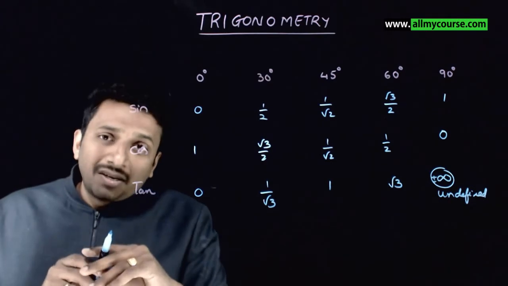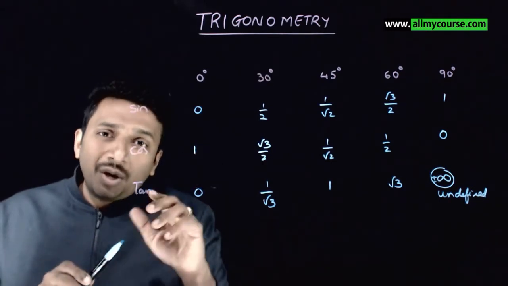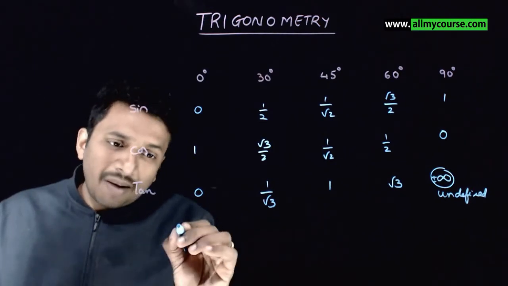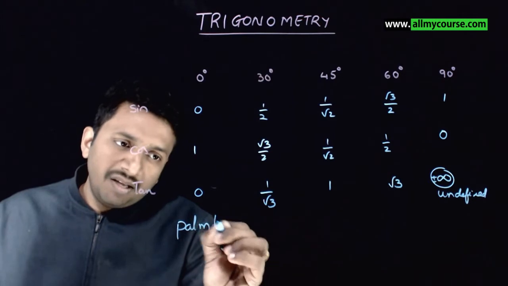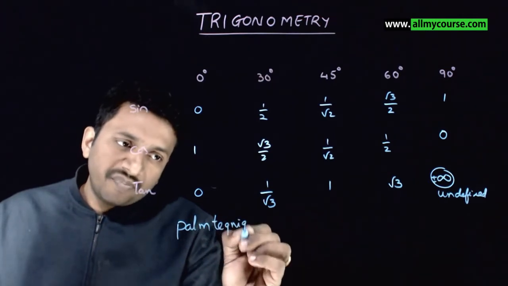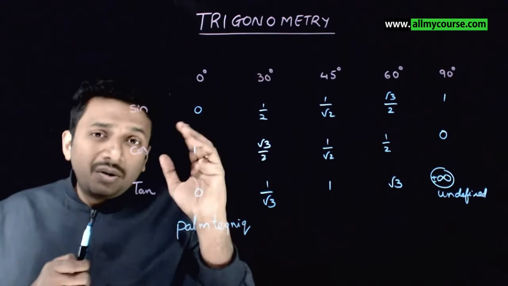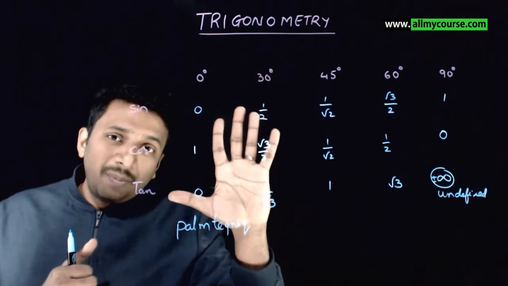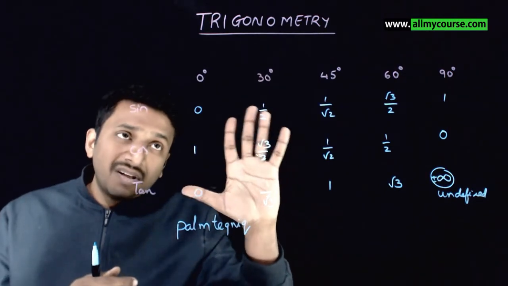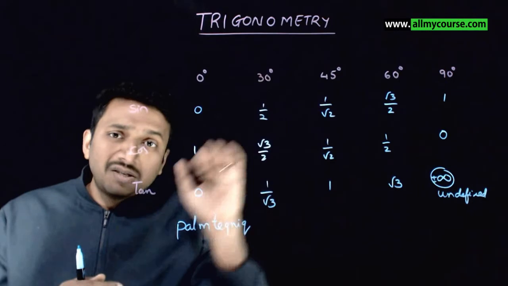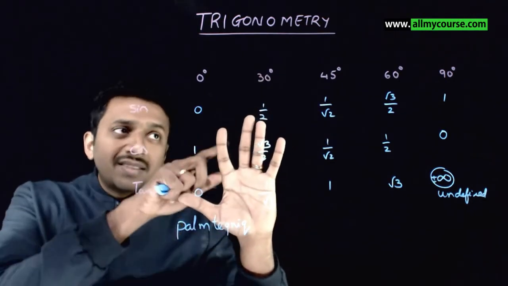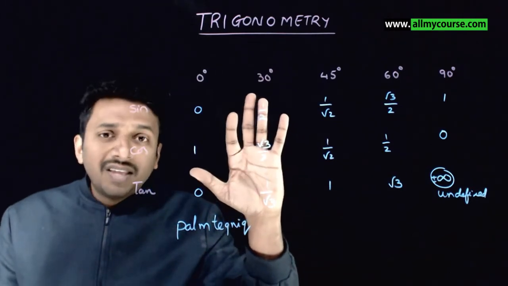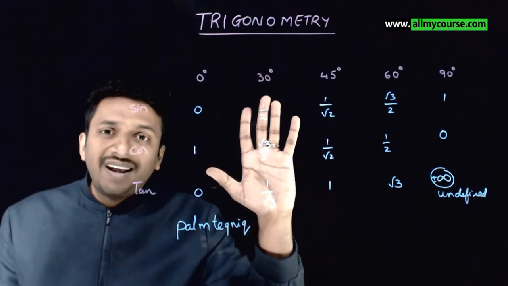And there is a shortcut to remember these trigonometric values for all these 5 numbers. This is called the palm technique. So let me give you this technique. Let us see what the palm technique is to remember these values. Open your palm, and as you can see my palm here, you have 5 fingers. Each finger relates to each of these angles. So this is for 0, 30, 45, 60 and 90.